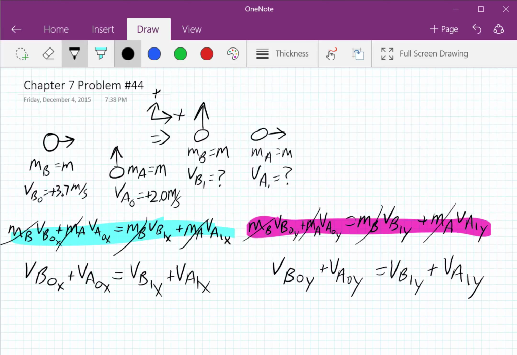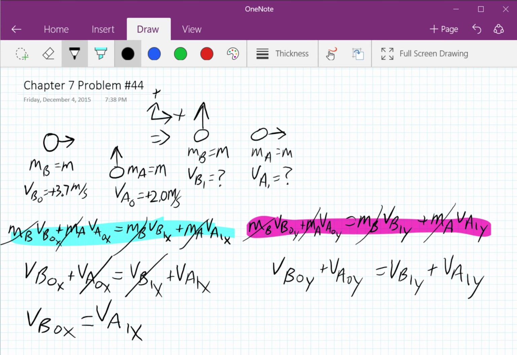Now there's more zeros because they told us that mass B is going only in the y direction. Okay, so that means that it doesn't have a final x. And mass A did initially have an x. So we know that VB initial in the x equals VA final in the x. So we just figured out that the initial velocity of B will equal the final velocity of A in the x direction.